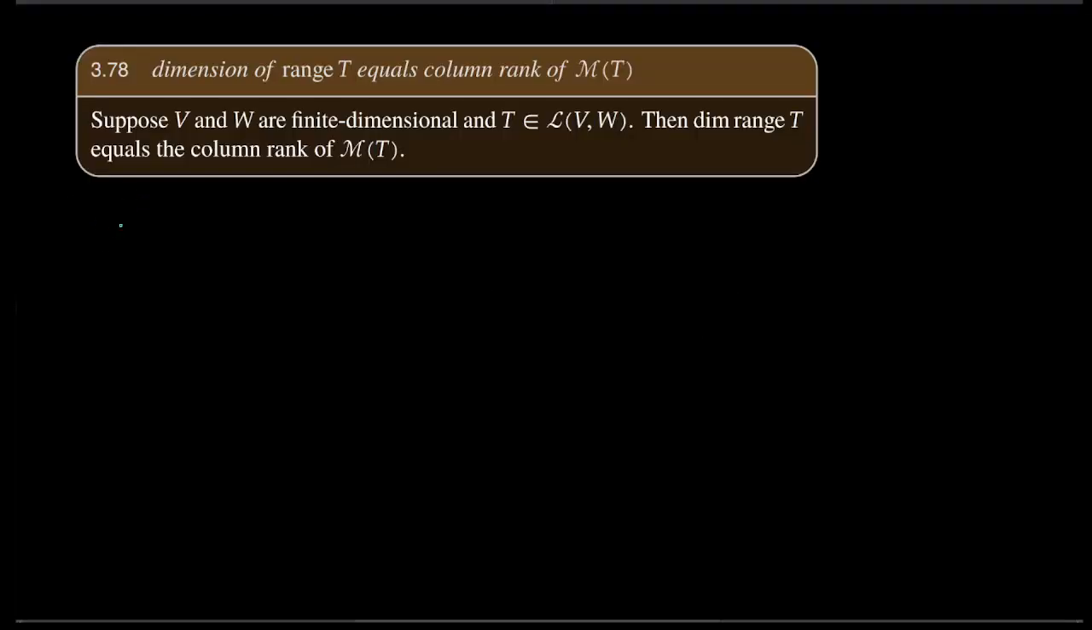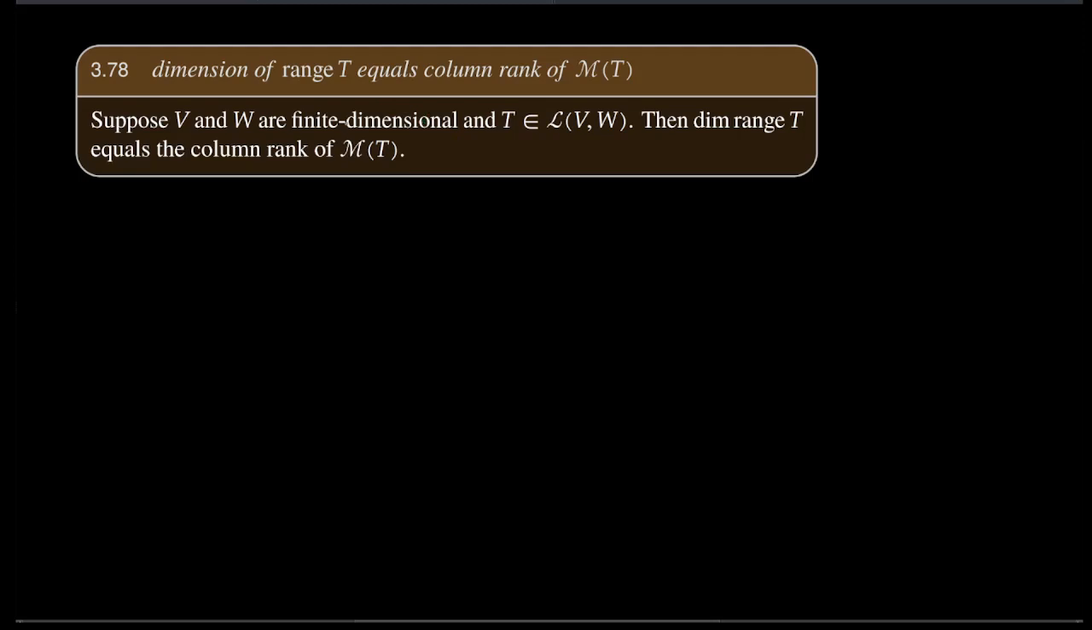Okay, up next now, we're going to talk about the dimension of the range of a linear map and the column rank of its matrix. If you remember, just in the last section, we talked a little bit about rank. We showed that row rank was equal to column rank, and then we just didn't really talk about it anymore after that. Let's bring it back into the picture.